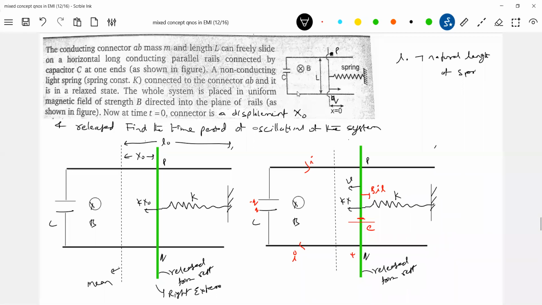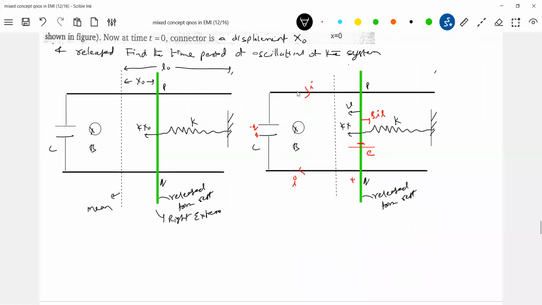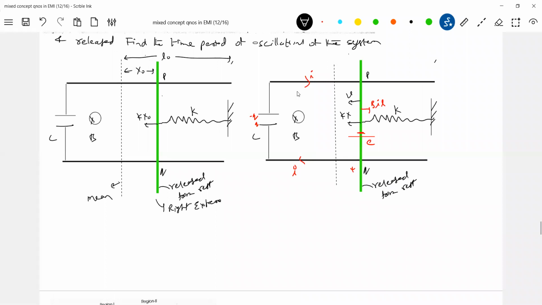So what are the basic equations we can write now? Shall I scroll down? This is t equal to 0, and this is at any time t. Now what are the equations of motion? Kx, the acceleration will be towards the right. So ma equals kx minus BIL, no? And we know if a capacitor is there, Q equals CE, or this is equal to CBLv, or I is equal to CBLa. So in place of I, I'll write CBLa into L.